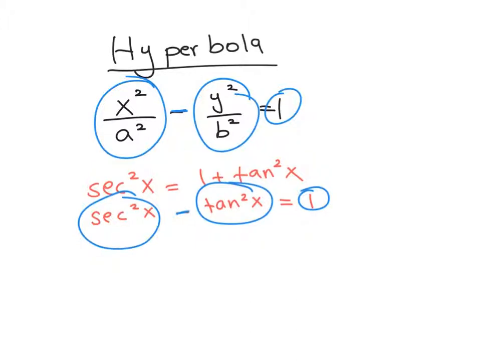Now, why didn't I use the cosecant squared and the cotangent squared? Because remember, secant is 1 over cosine, and cosine is associated with the x, and that's why I used this formula and not the cosecant squared x minus cotangent squared x equals 1, because secant is associated with cosine, which is associated with x. So that's why I use this formula.